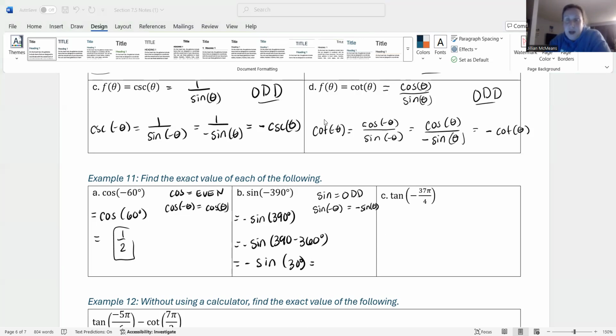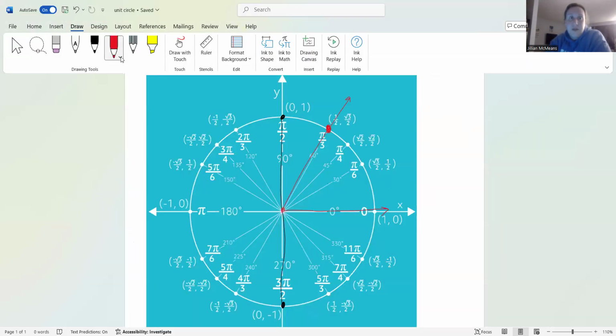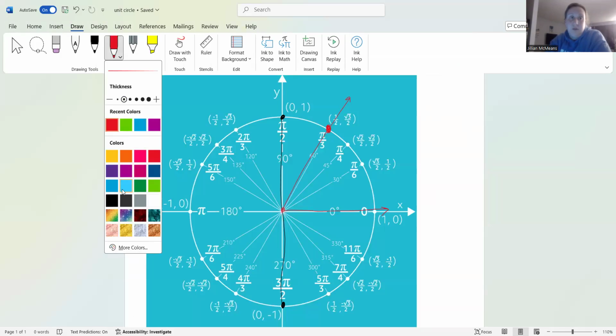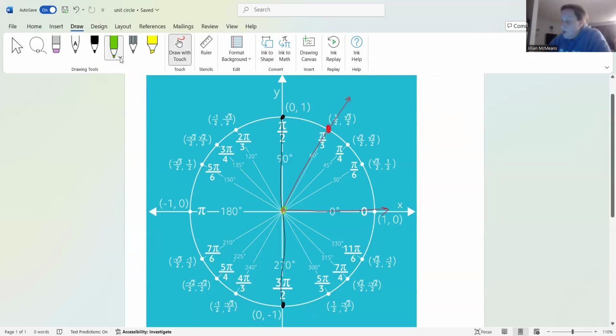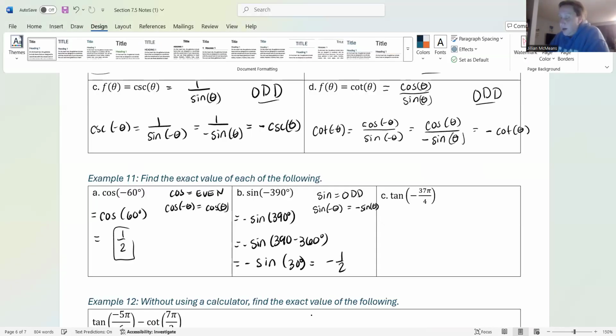So let's go to our unit circle. We're looking for sine of 30. This time let's draw our angle in green. We've got our initial side on the x-axis, and our terminal side at 30 degrees. So we intersect the unit circle here. Remember, sine is the y-coordinate, so sine is 1/2. But we're dealing with negative sine of 30 degrees, so we get negative 1/2.